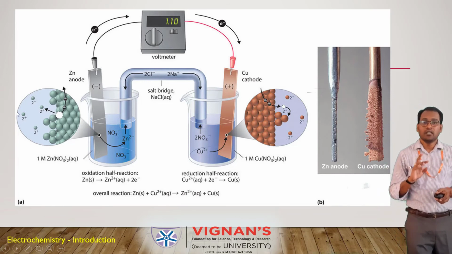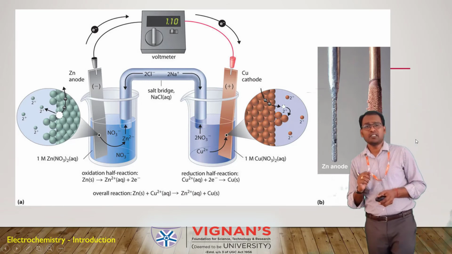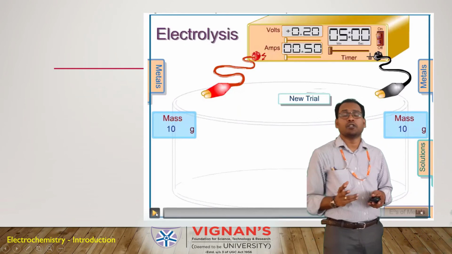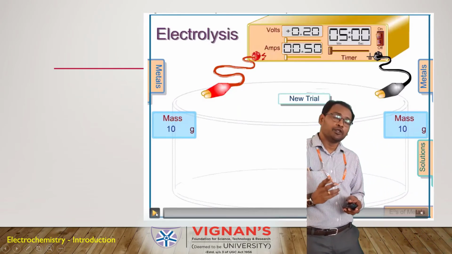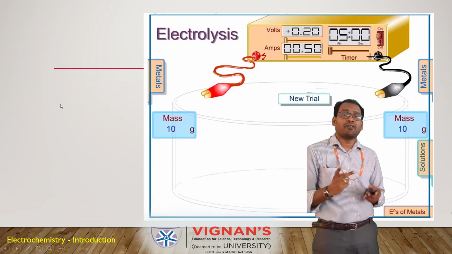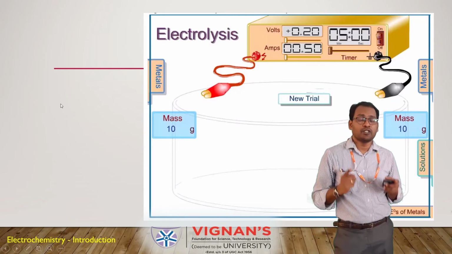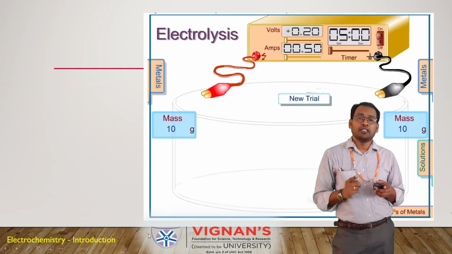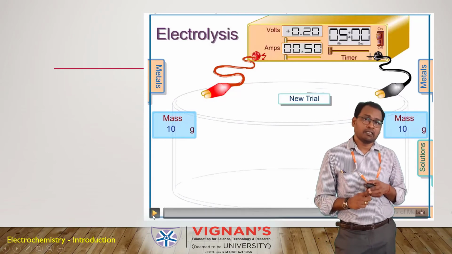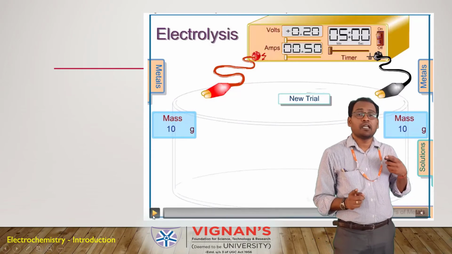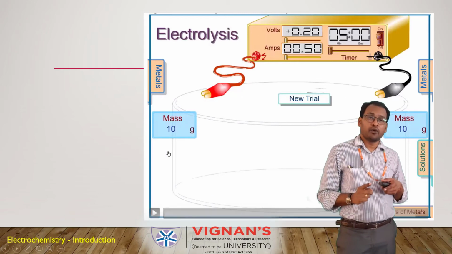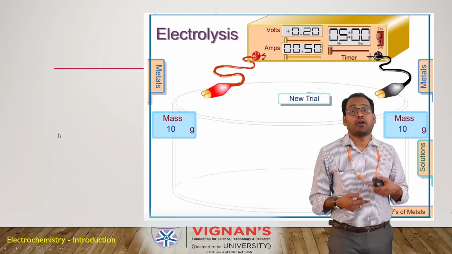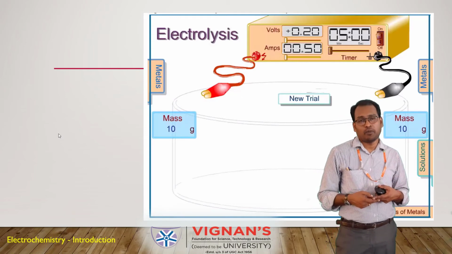Now we will see the other one, which is the electrolytic cell. Here also we are going to use 2 electrodes, and instead of having 2 different electrolytic solutions, we will have a single electrolytic solution. And here it's the opposite of your galvanic cell, where the electricity has to be pumped into the electrodes to do some chemical reaction, because these reactions are not spontaneous, they are non-spontaneous reactions.